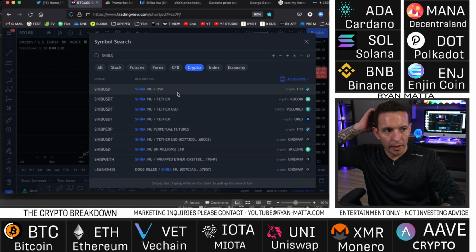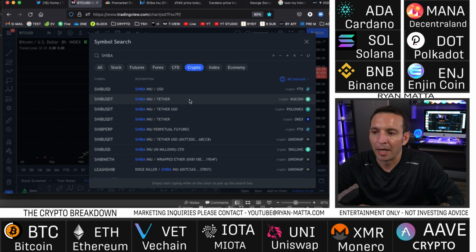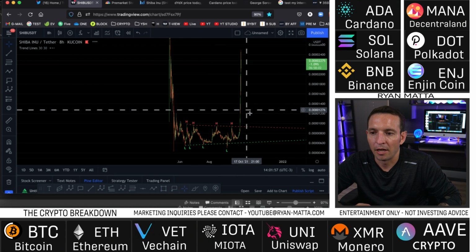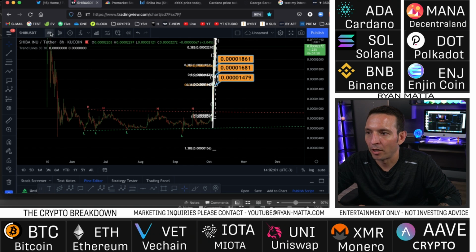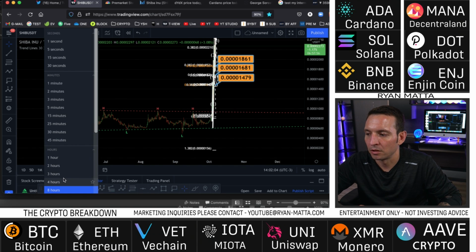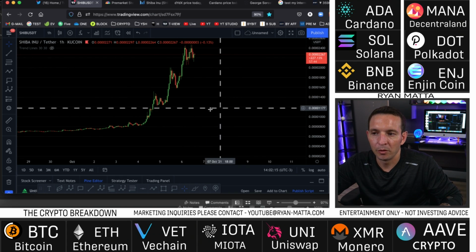Let's find what coin we can do. Okay, Shiba was just pumping. I want to do a coin that just started to take off and has really been pumping, so that way you guys can see how we actually use Elliot Wave and market structure to make price predictions. So Shiba was going absolutely parabolic.